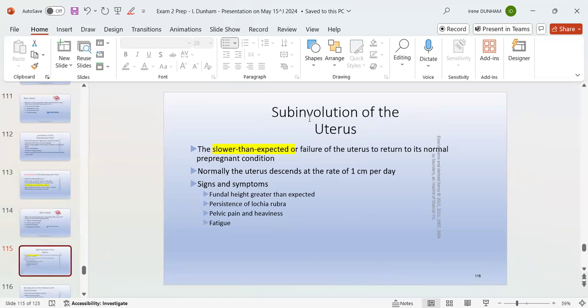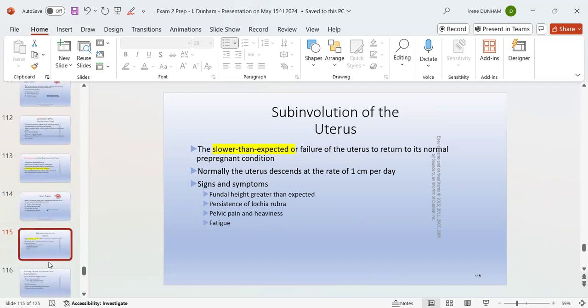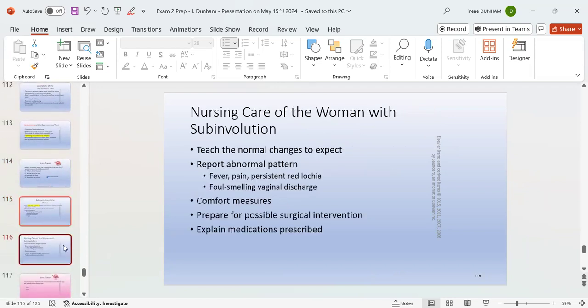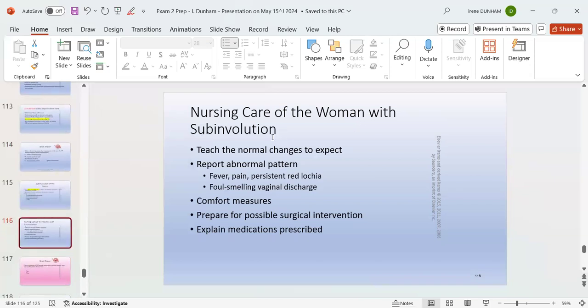This is just a slide on subinvolution that I've already gone over with you. In nursing care of a woman with a slow return, we want to report any abnormal pattern. We look for any kind of foul smelling vaginal discharge or pain. Pain is always a good indicator something's not right. And then, of course, persistent red lochia. That indicates retained placenta fragments. And to get those fragments out, she's probably going to need a dilatation and curettage. She's going to need to be cleaned out, so she's probably going to go for a surgical intervention.